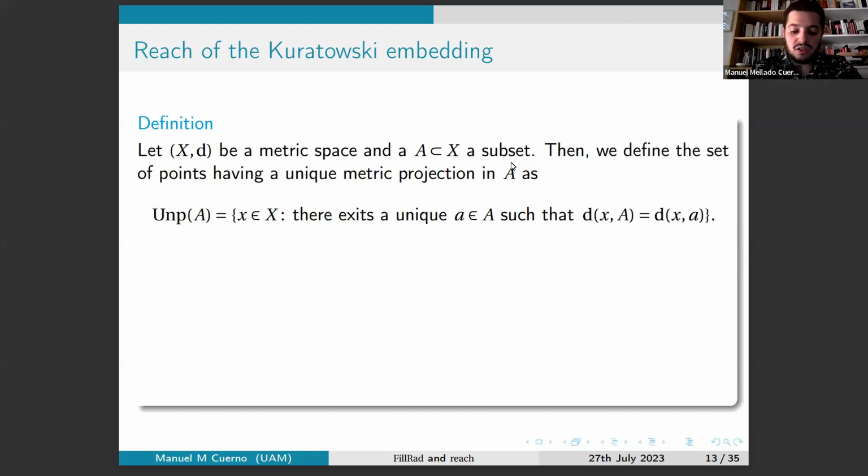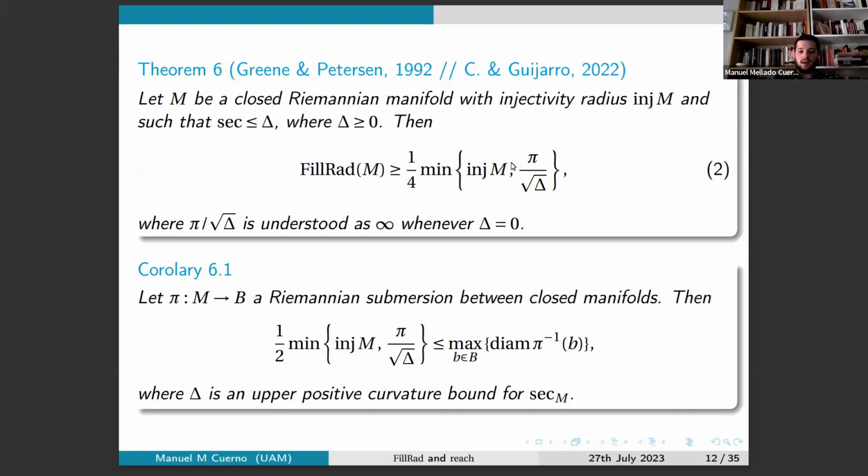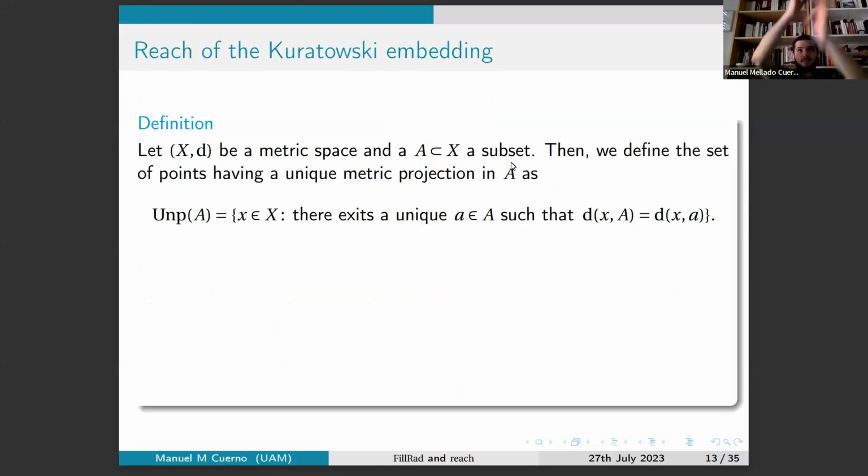One of our aims was trying to study in more detail the Kuratowski embedding and some of the properties it has. And when we were working with this inequality, and fighting with these unique projections, we realized that the reach, in the sense of Federer, also measures whether there exists an r-neighborhood with unique projections. So we tried to compute the reach of the Kuratowski embedding.